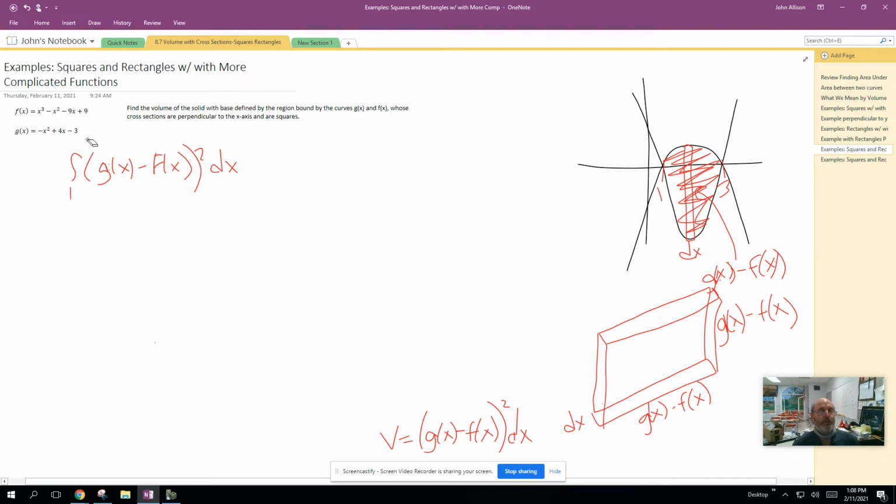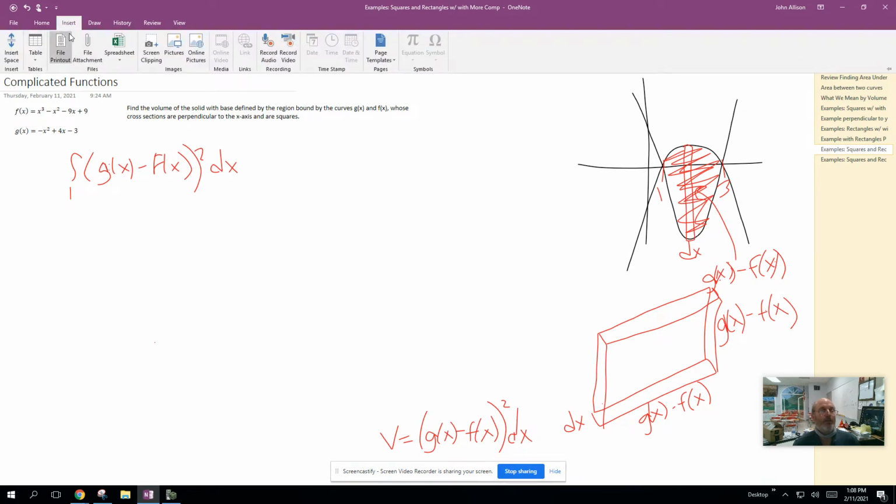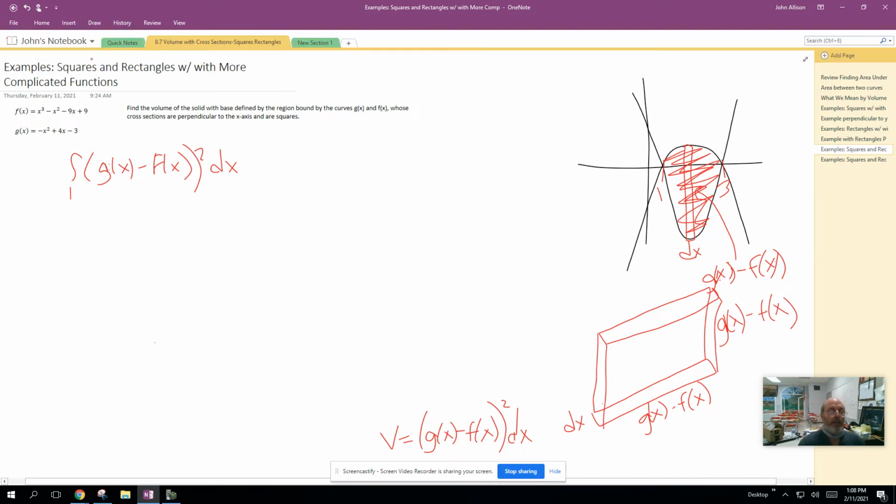A lot of times on the free response questions, you'll be asked to just set up the integral and not solve it. That's what we've done here. If you had g of x and f of x defined and you put this in right, this would be sufficient to get credit if you were asked to set up the integral but not solve it. Now we're going to go ahead and solve it on the calculator.